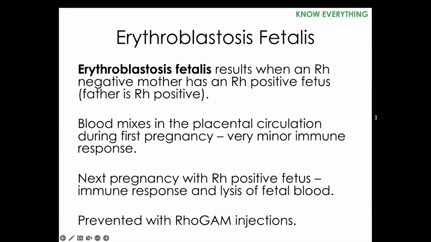However, if the mother has a second pregnancy with an Rh positive baby, these maternal antibodies will begin to attack and destroy the baby's red blood cells, which can cause anemia or even death. To prevent this, RhoGAM injections can suppress the Rh factor so that during the second pregnancy, the Rh antibodies do not attack the baby.